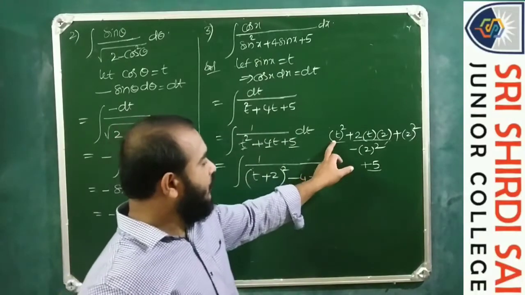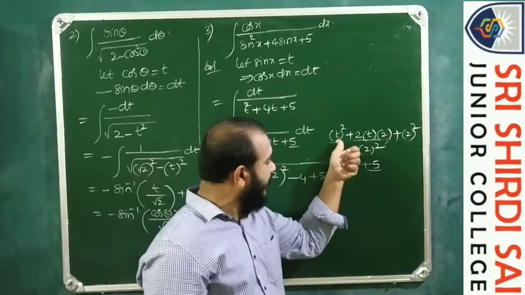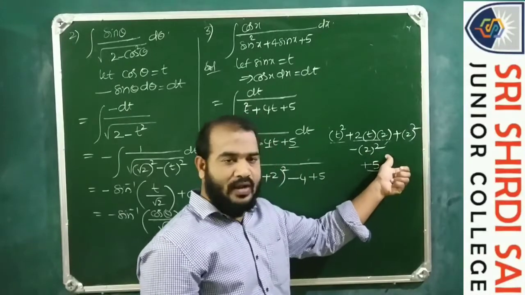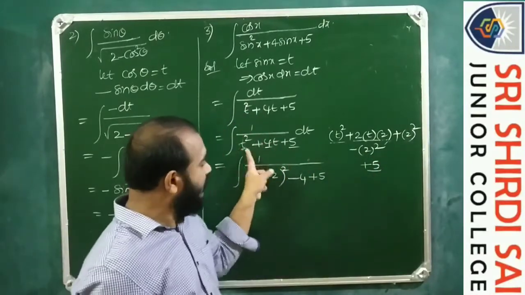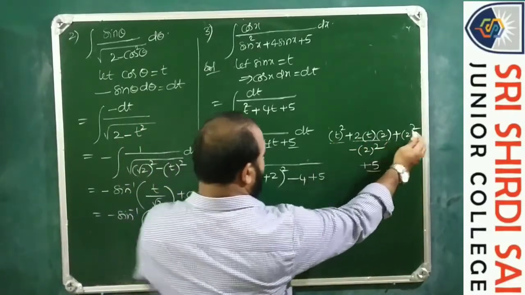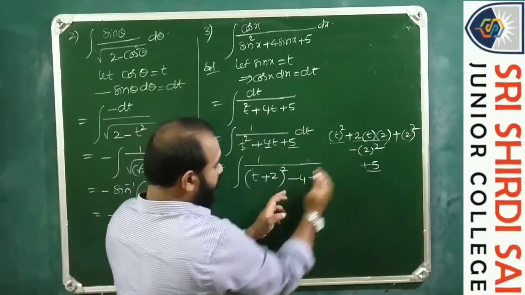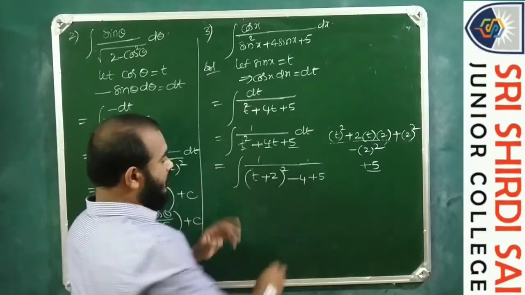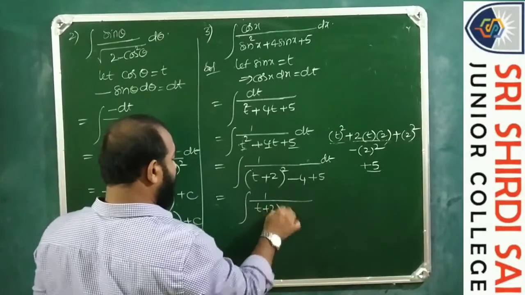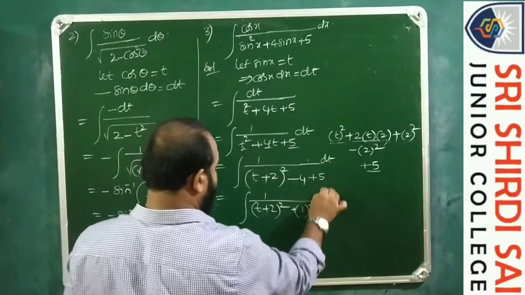So here a square plus 2ab plus b square I want. Here b is 2 and a is t. So b square I want, 2 square. I have added and subtracted it as well, so these two get cancelled. We are left with this only. Now a square plus 2ab plus b square as a whole is t plus 2 whole square. That's what I have written here. Minus 2 whole square is minus 4, plus 5. So dt. This is equal to 1 by t plus 2 whole square, 5 minus 4 is plus 1 square, dt.